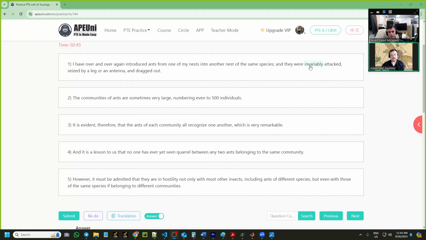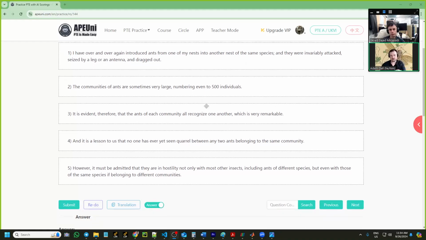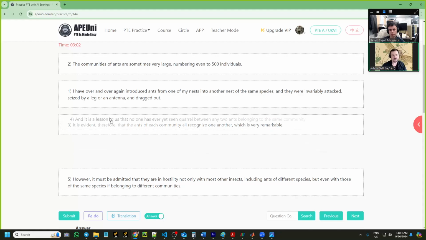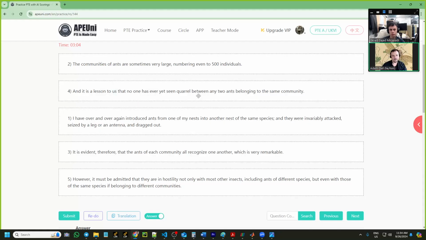So I think this is what the paragraph is about. Two and four together form the kind of topic sentence: communities are large, but they don't fight inside their community. And then the rest of the sentences are, yeah, they fight.